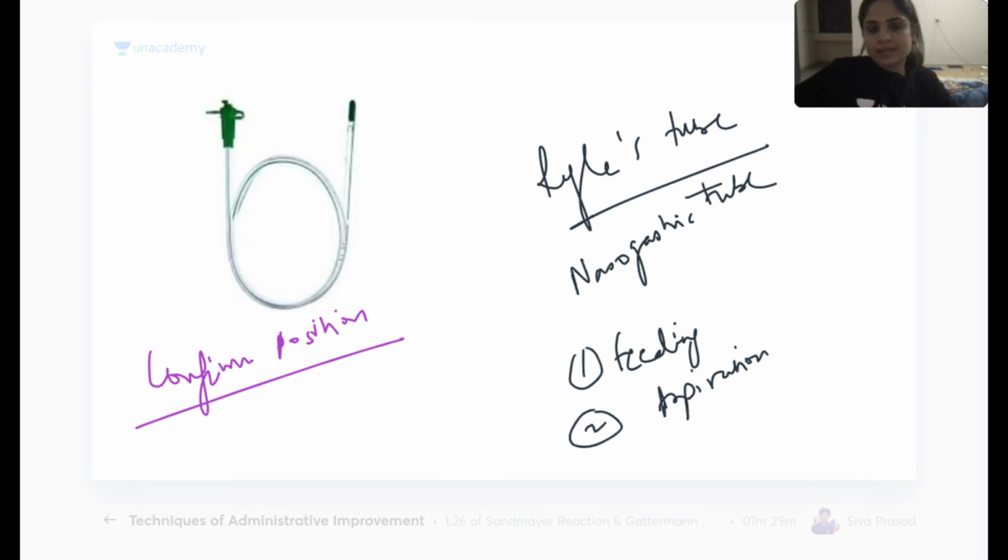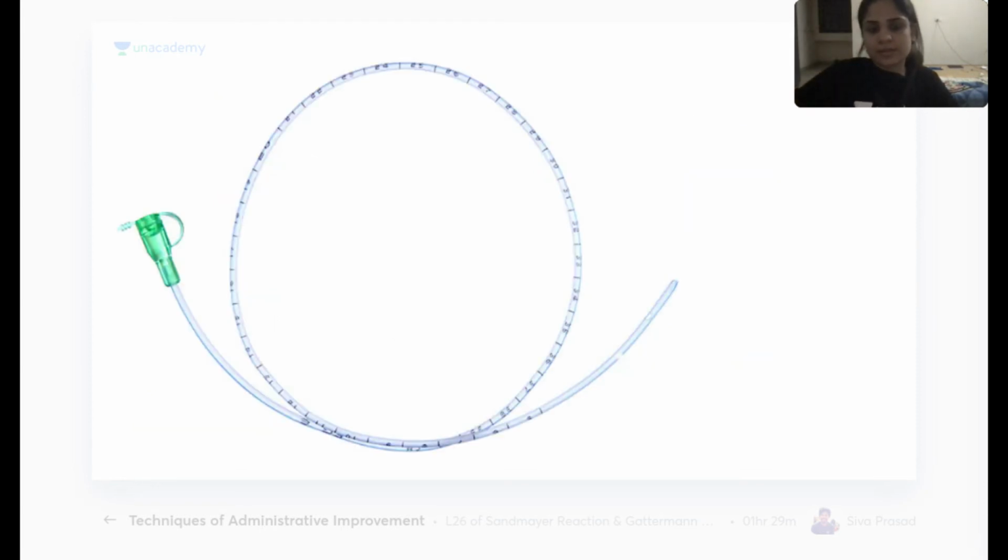This one, I think it is 14 gauge. The orange one is 16 gauge, I think. Yes, to confirm the position of the Ryle's tube, the best method is by X-ray. So this greenish thing that you see is the radiopaque tip of the Ryle's tube, and this will be lying in the stomach.